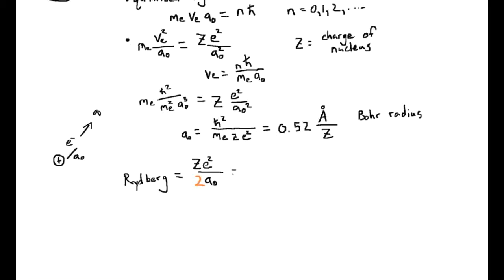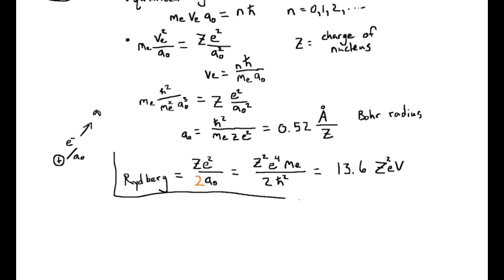So if we actually plug in for what a0 is and do our math, we end up with z squared e to the 4th, the mass of the electron, over 2 h bar squared. And numerically, that comes out to 13.6 electron volts. And we'll go ahead and keep our z dependence here with a z squared. So for hydrogen, where z is 1, it takes 13.6 electron volts to ionize it. And that's something worth remembering.